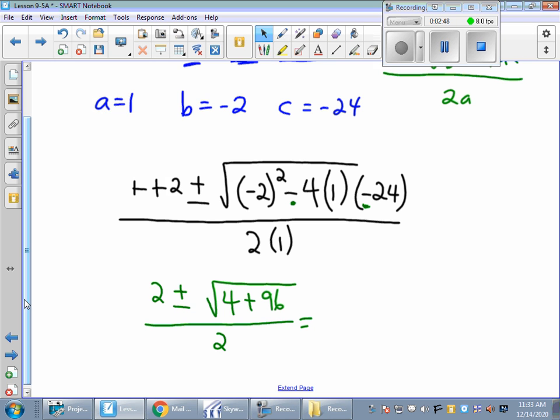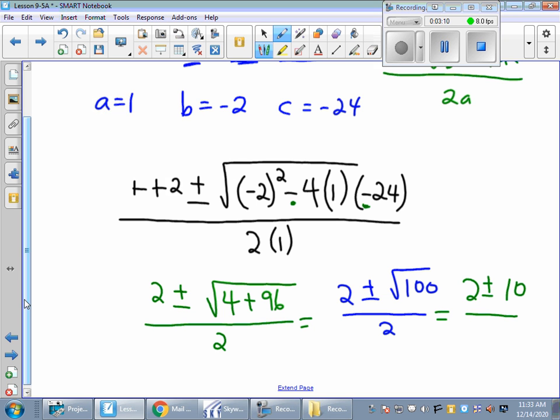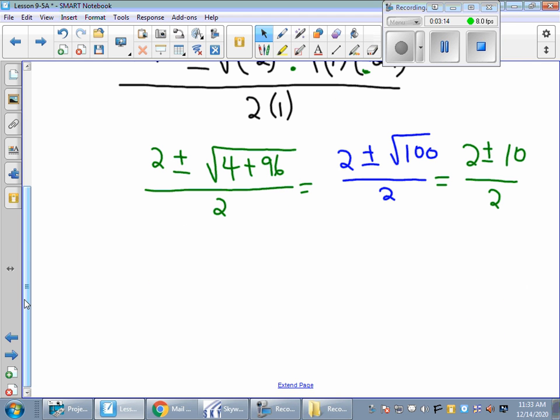So I'm going to go this way. Here we have 4 plus 96. Hopefully we know that that is 100. So we have 2 plus and minus the square root of 100 all over 2. Hopefully we know that we have to simplify again. So 2 plus and minus, what's the square root of 100? That is 10. So now we get to this point, and now we have to break it down to 2 answers.